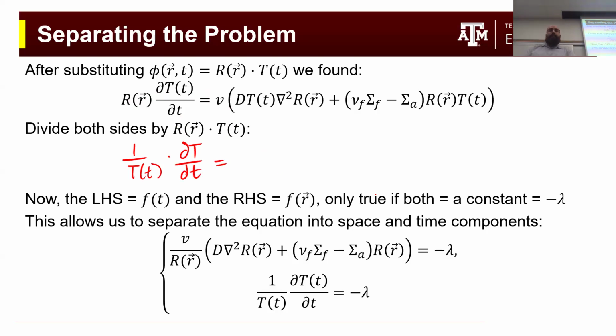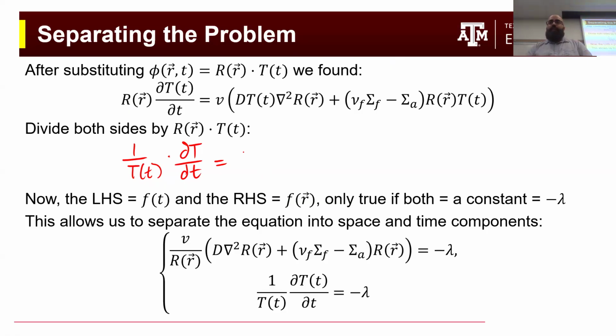When I plug that in and divide both sides by R and T, the R's cancel, and I get a factor of 1 over that time evolution function on the left side. And then on the right side, when I divide both sides by R of r and T of t, it's the T's that end up canceling. And then each term picks up a factor of 1 over R.